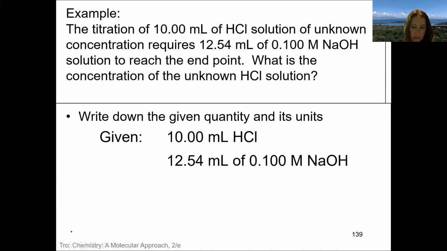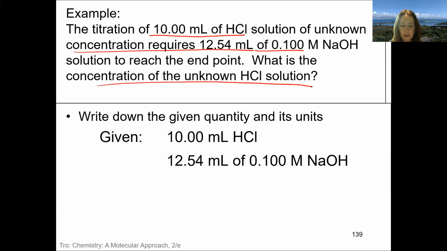Okay, so a titration, just think of it as an equation. And we have HCl and NaOH. And we want to know, so we have a titration of 10 milliliters of HCl with an unknown concentration that requires 12.5 milliliters of a 0.1 molar solution to reach the endpoint. What is the concentration of the HCl solution?